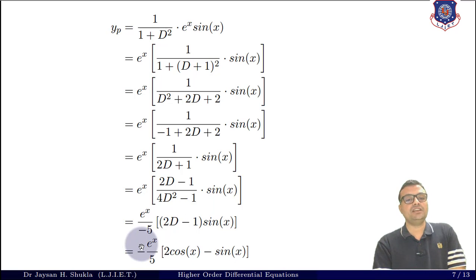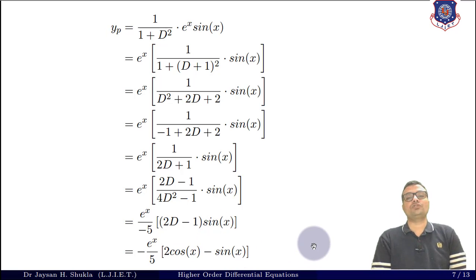Taking that minus 5 outside the bracket, the remaining part is to multiply this numerator 2D minus 1 into sin x. If I take sin x with 2D and if I take sin x with minus 1, it gives me 2 times cos x minus sin x. This first term 2 times cos x is nothing but 2 times D of sin x. D means derivative of sin x, and so it is cos x.